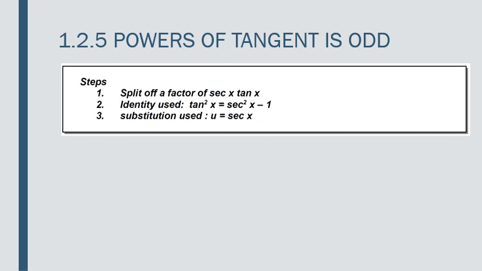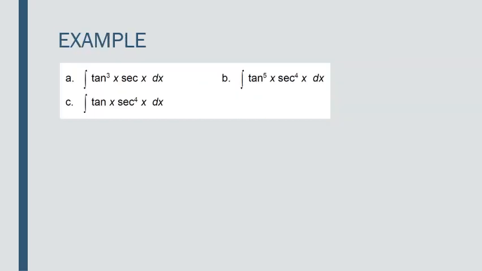Differentiate secant, we get secant tangent. So du is equal to secant x tangent x dx. So this is the differentiation, so you have to remember.